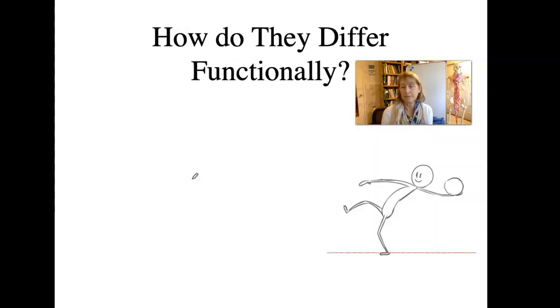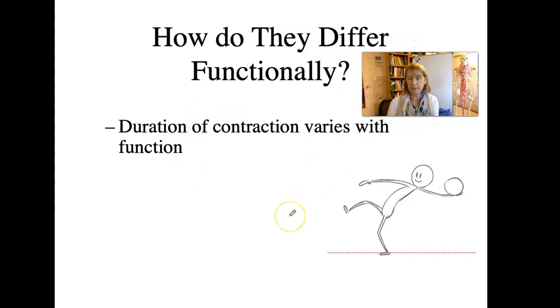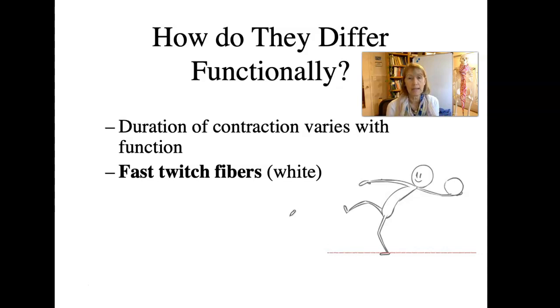So how do they differ functionally? Very important is that the duration of the contraction varies with the function, how long you can keep them engaged. The fast twitch fibers are more white. If you could look at it in a chicken is the best way to look at it. You have white meat and you have dark meat. It's because they have dark fibers and lighter fibers, right?